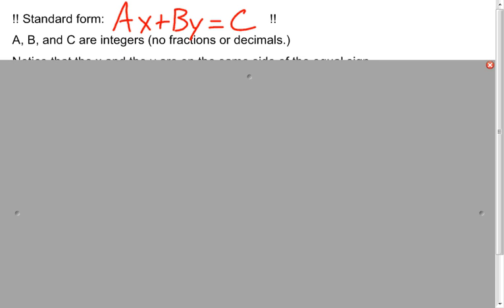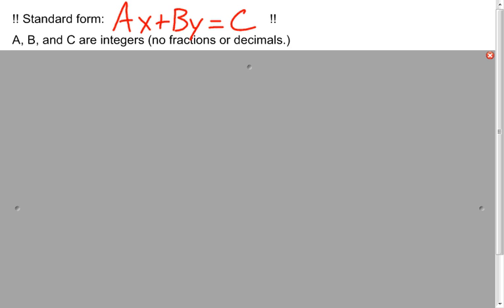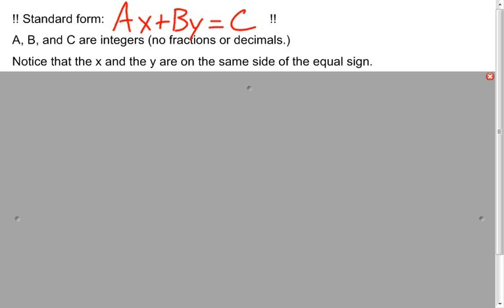Standard form looks like this. ax plus by equals c. x and y are on the same side, that's important. A, B, and C are all numbers. A and B are the numbers that go along with the x and the y. C is a plain number that's off by itself. Again, A, B, and C are integers. They can't be fractions or decimals. We'll talk more about that later.